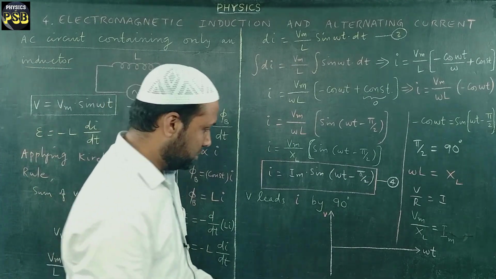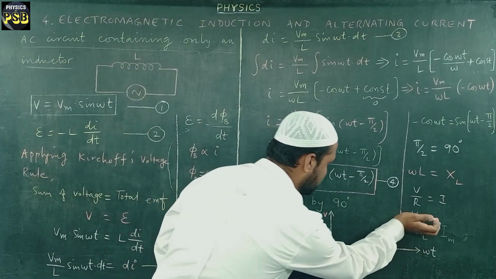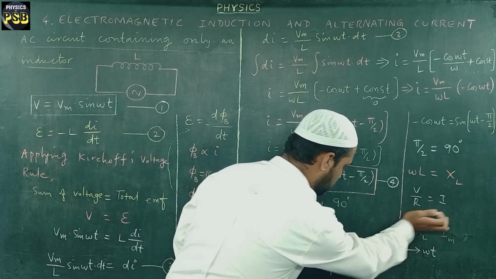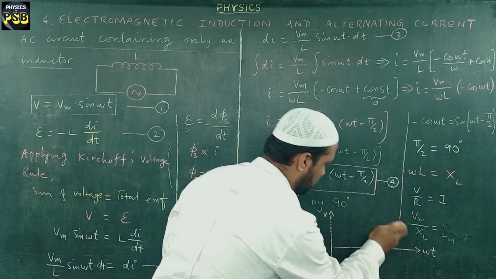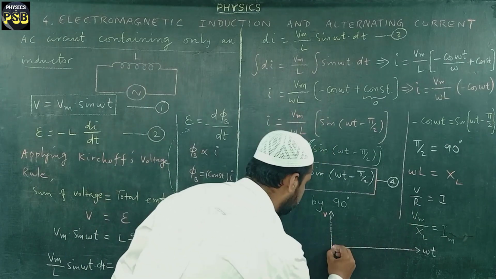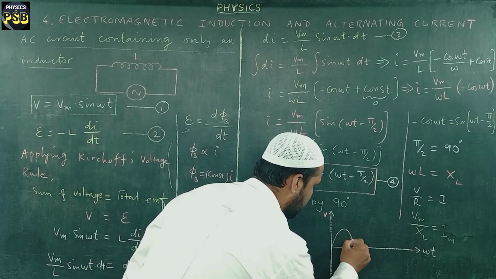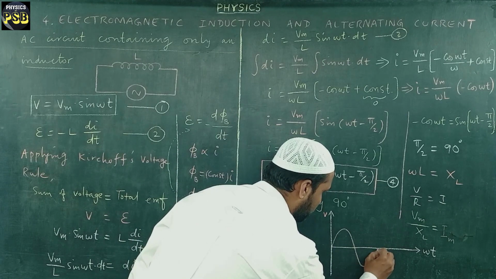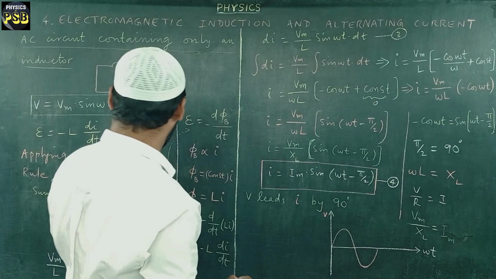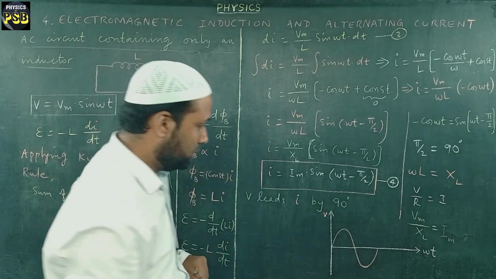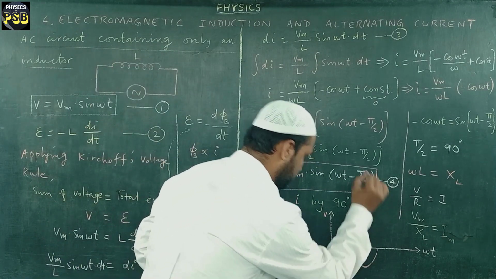First I am going to represent voltage. For that I'll use a sinusoidal wave. See? This is a sinusoidal wave which represents voltage, alternating voltage in the circuit. Clear? This is V.